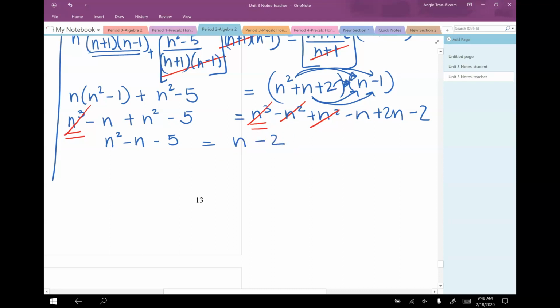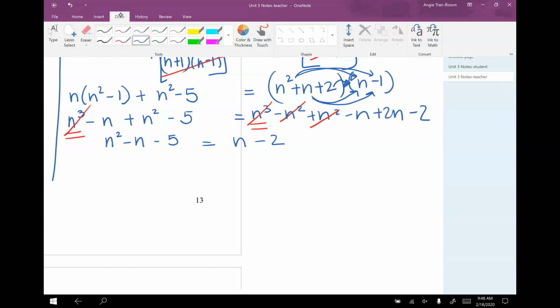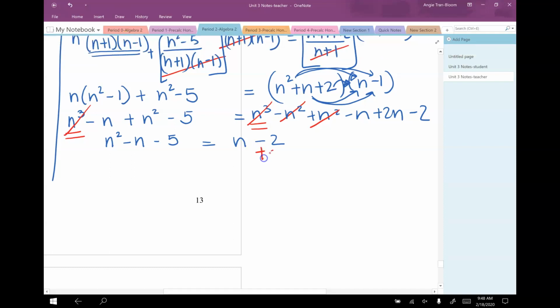Oh, yeah. Now what do you do? Set equals to 0. What are you gonna get rid of? Add the 2. Would you agree? What else? And subtract the n. Okay. So add the 2 and subtract the n. So now the right side is 0. What's the left side? N squared minus 2n's minus 3.